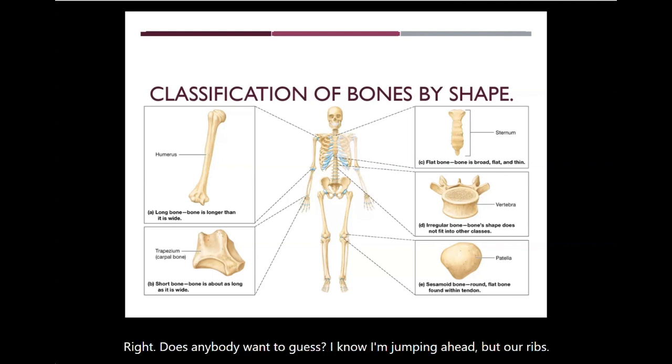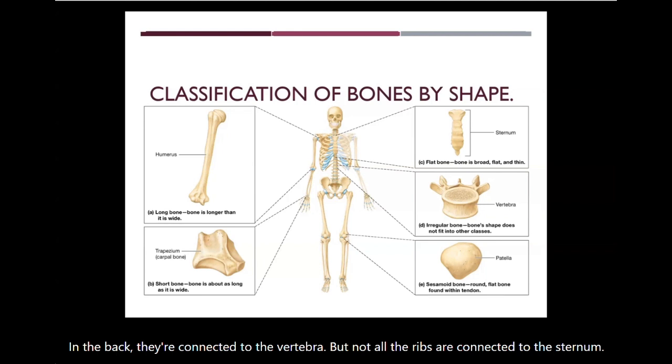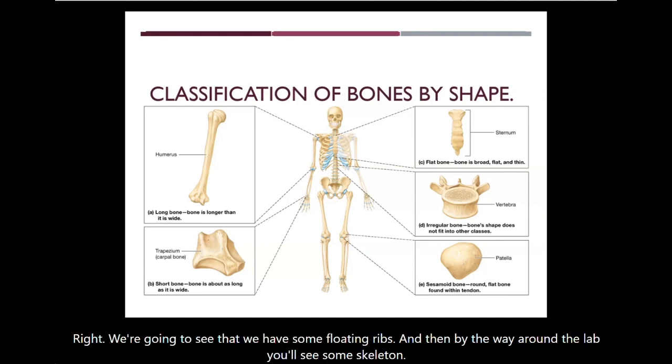Where our rib cages come together from the front and get connected to the sternum, right? Does anybody want to guess? I know I'm jumping ahead, but our ribs, from the front, are connected to the sternum, and from the back, they're connected to the vertebra, our vertebral column, right? And of course, not all of them, only the region that's part of our thoracic region. All the ribs in the front are connected to the sternum, in the back to the vertebra. But not all the ribs are connected to the sternum, right?